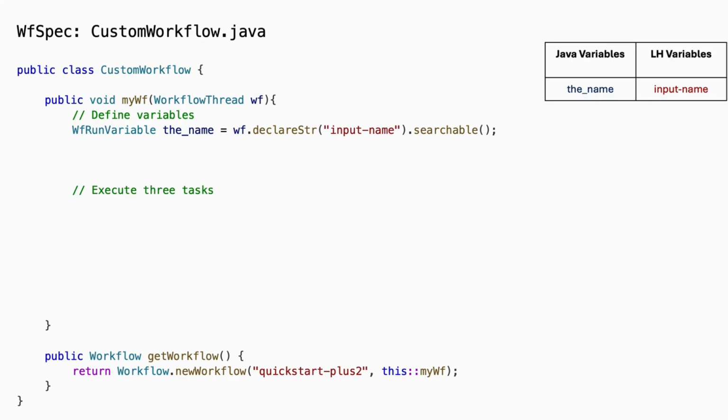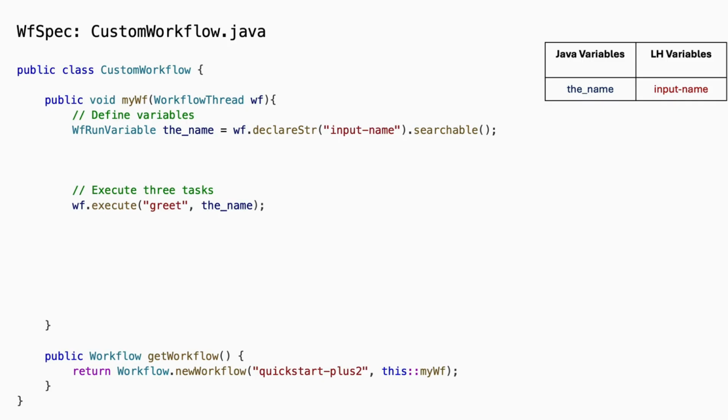Now, because they both are variables, you can change the value of the name. You can also change the value of your LittleHorse variable input name by changing this Java variable, the name. All right? We use the variable as an input argument to your task. Here, we pass the name to the greet task as an argument. Remember, that's our first task, greet.